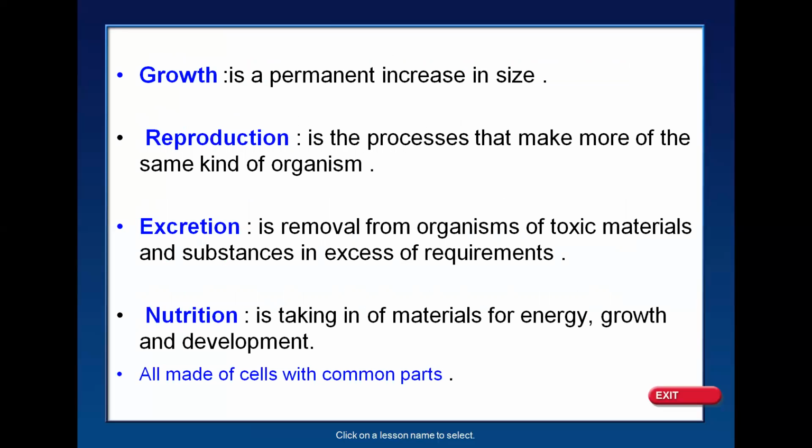Reproduction is the process that makes more of the same kind of organism, sexually or asexually. Excretion is removal from the organism of toxic materials and substances in excess of requirements. Nutrition is taking in of materials for energy, growth, and development. All are made of cells with some common parts. In chapter 2, we'll be studying the cells and their structures.